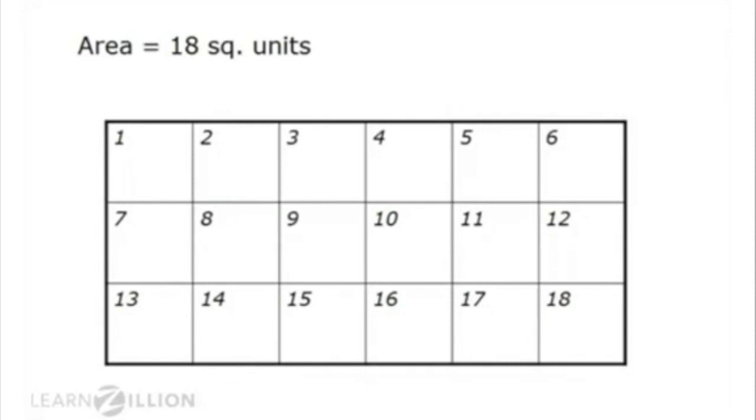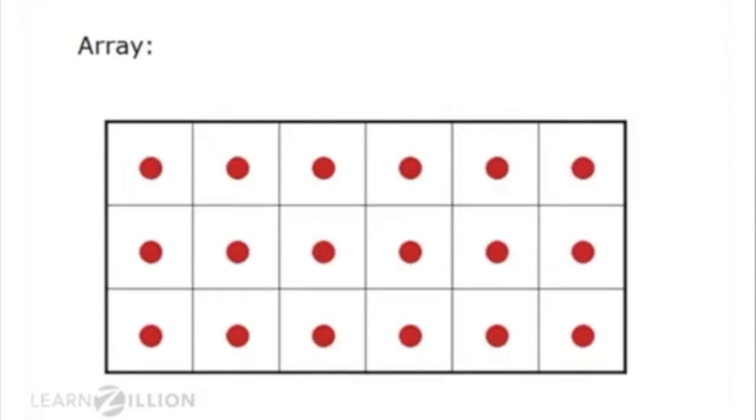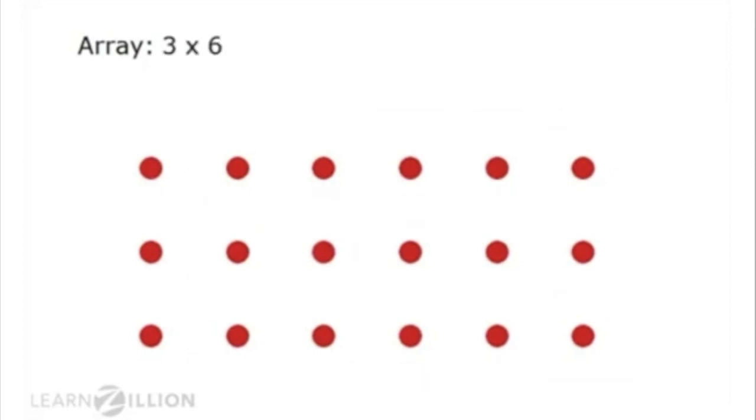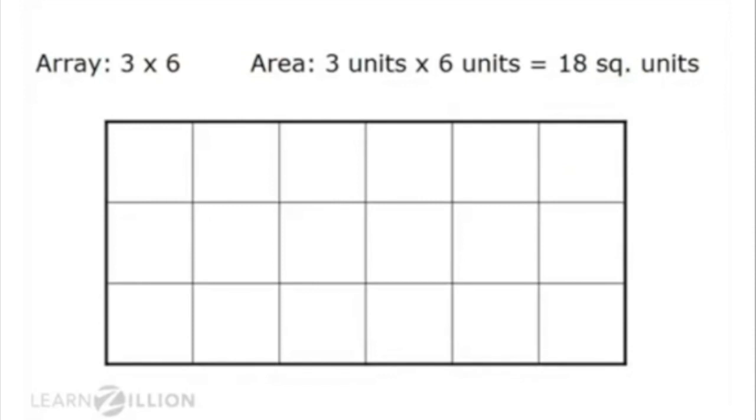What if I put a dot inside each square, one dot to represent each square, and then took the squares away? I'm left with an array of 18. It is made of 3 rows with 6 dots in each row. Let's look at our rectangle again. Our rectangle has 3 rows of squares as well, and 6 squares in a row. 3 times 6 equals 18. 3 units by 6 units equals 18 square units.